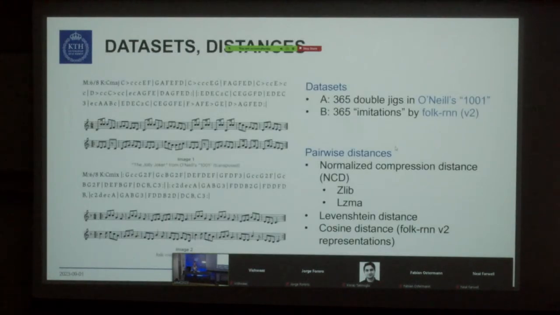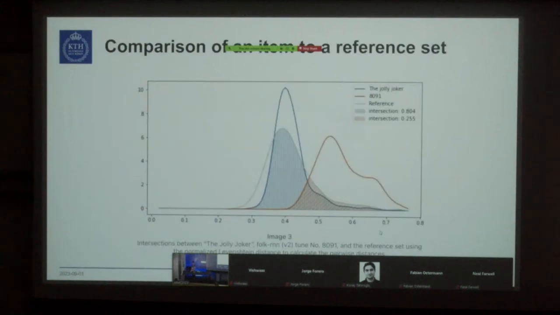We look at two different data sets. One is the 365 double jigs that are in O'Neill's, and we take that as corpus A. And another one is 365 imitations that have been generated by Folk-RNN for the 2020 challenge. We see over here the representation of these tunes in ABC notation. This is the kind of format we're looking at comparing and trying to derive style, and it's written as common practice notation there. We look at normalized compression distance, Levenshtein distance, and cosine distance from the inner representation of Folk-RNN. We're interested in comparing distributions. So we have here two tunes, one tune from each corpus.